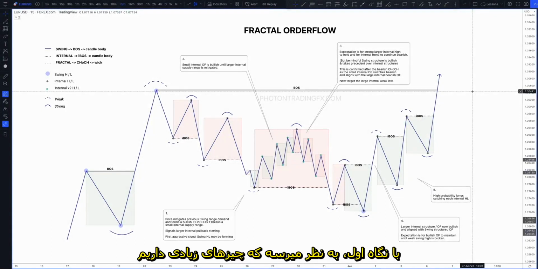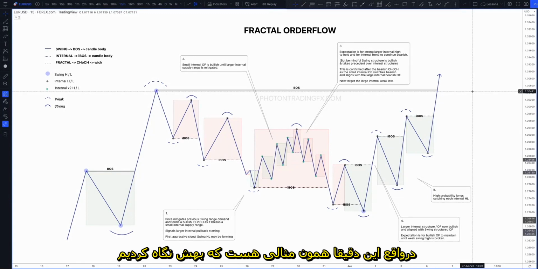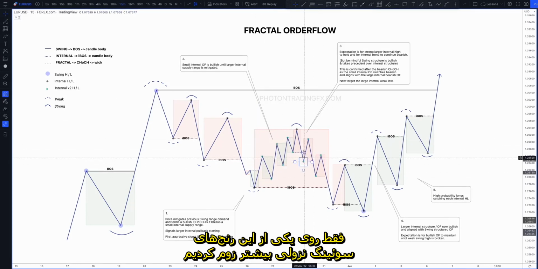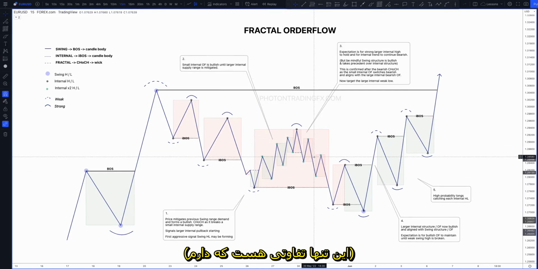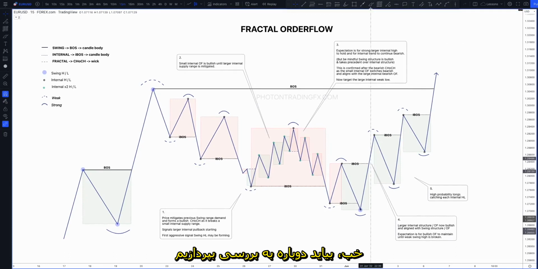Right, so at first it can look like there's a lot going on, but we're just going to go through it nice and slowly, and I can promise you it's not. In fact, this is exactly the same as the example we just looked at, except we're just zooming in a little bit more into one of these bearish swing ranges. That's the only difference, okay? So let's go through it again.